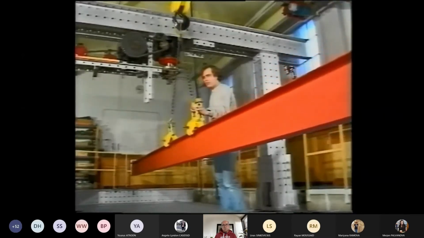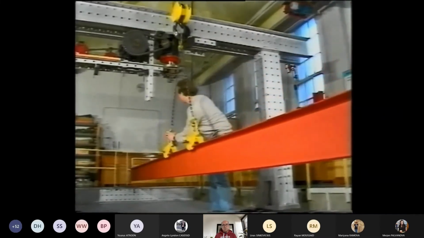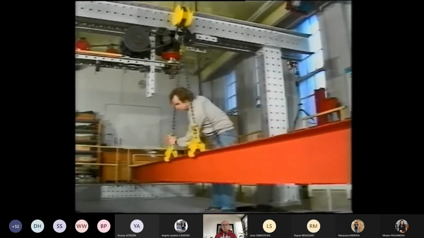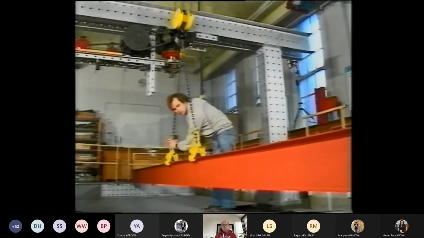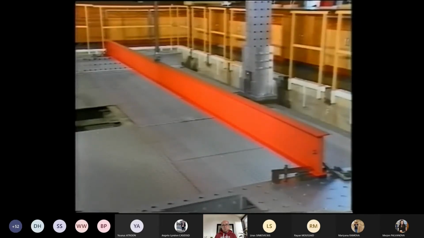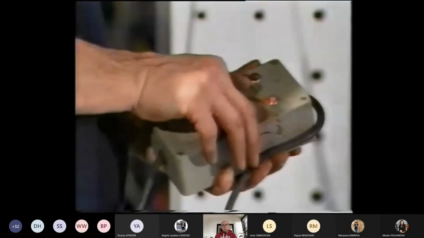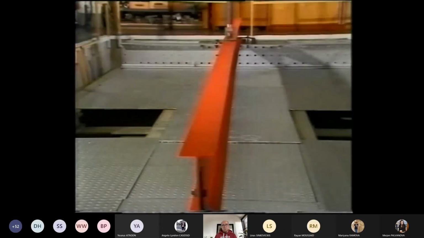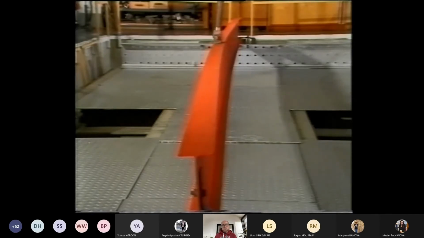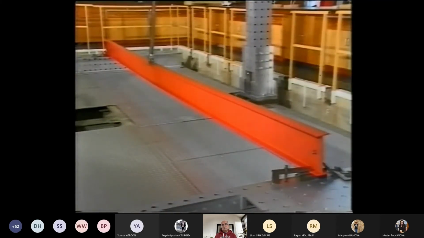The second beam is 7 meters long and is much more slender. The load is applied as in the previous test. Observe the response, shown again in an accelerated manner. It can be seen that significant lateral deformation and twisting occur, in addition to the in-plane bending displacement.